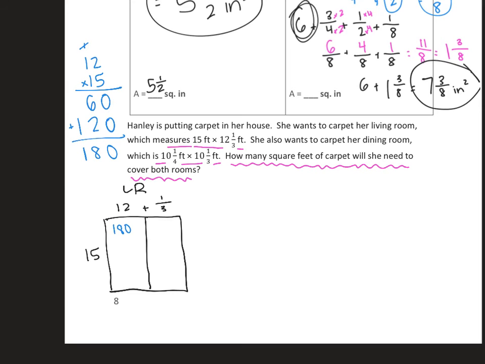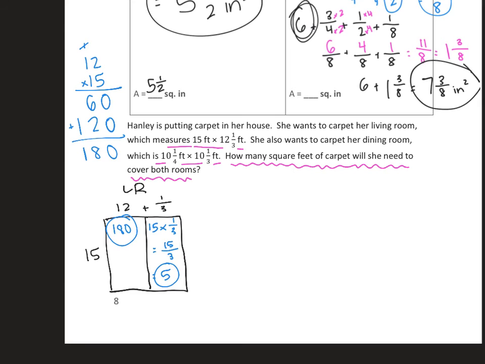Okay. Now right here, I'm going to multiply 15 times 1/3. I know that that's going to give me 15 times 1, which is 15. And then my denominator is 3. And then I'm going to simplify this fraction greater than 1 by asking myself, how many times does 3 go into 15? 3 goes into 15 5 times.